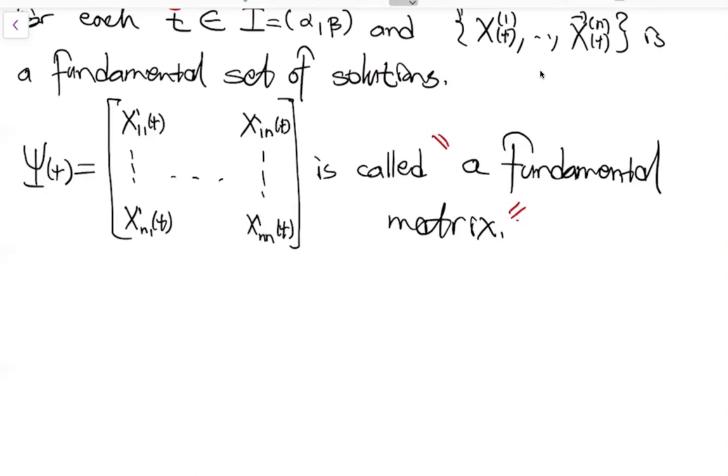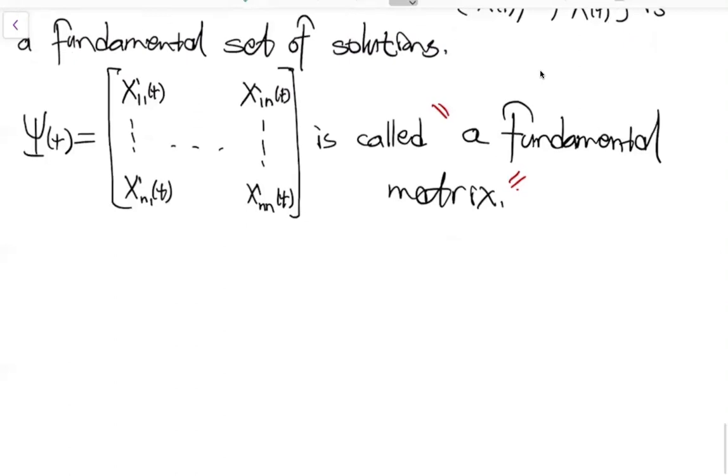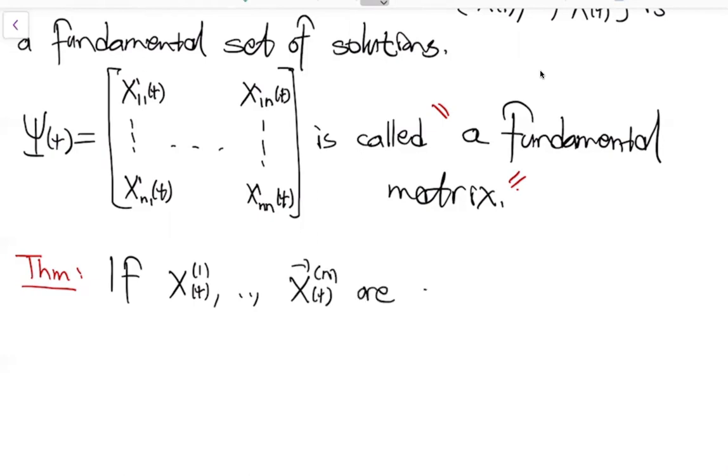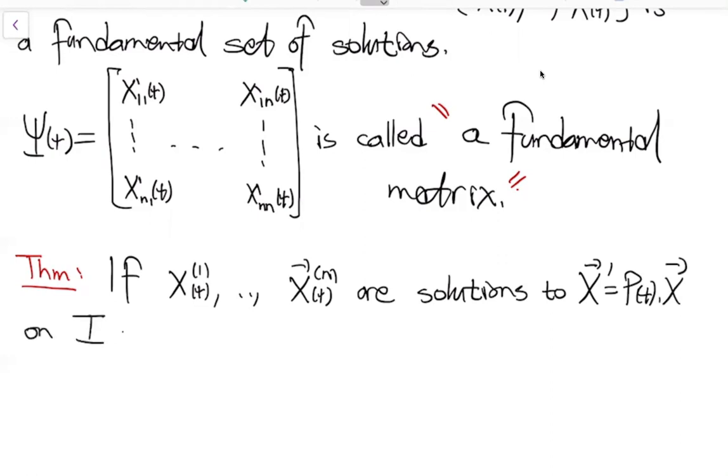Okay. Now we have the following theorem. I will not prove this, but it is an exercise in the same section, so you can do it. Actually, it's a strong result. It says the following: if x1, ..., xn are solutions to x prime equals P(t)x on the interval alpha to beta.